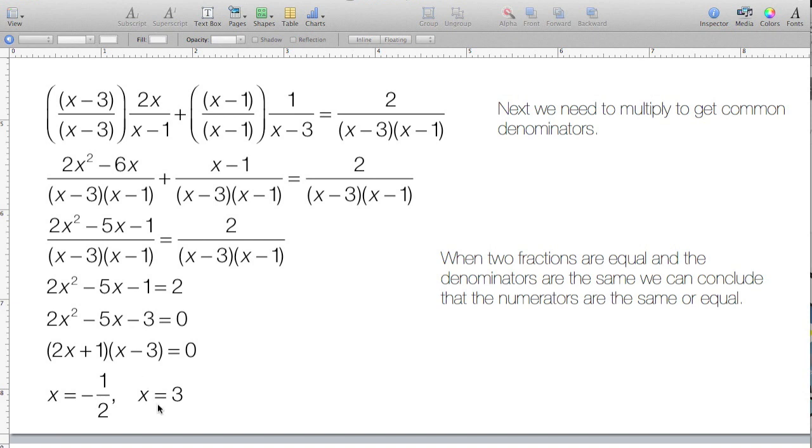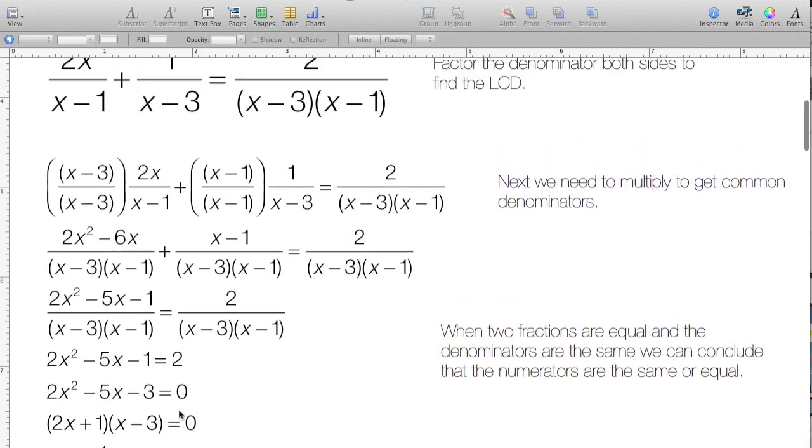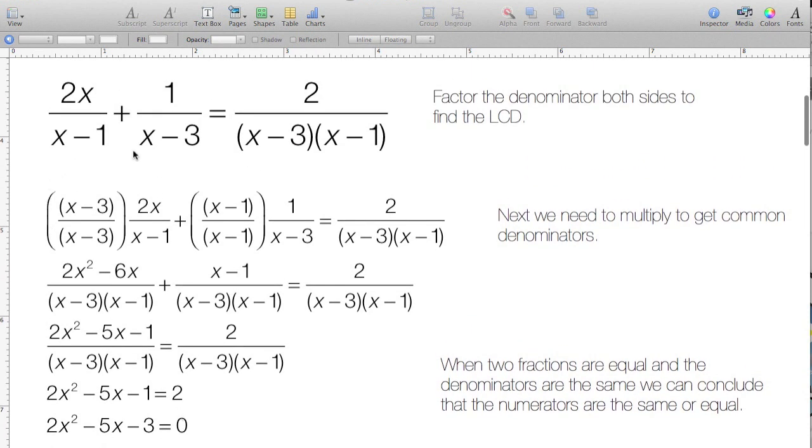Okay, now when you get done with a fraction, I don't care what the fraction looked like. If you had a rational expression, in other words, you had x in the denominator, you are required to check your answers. In this case, we have negative 1/2 and 3. If you were real quick and thought about this, if I go back to my original problem, what are my domain restrictions? Well, the domain can't be 1 and it can't be positive 3.